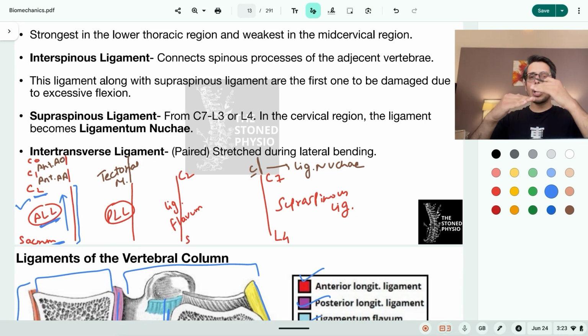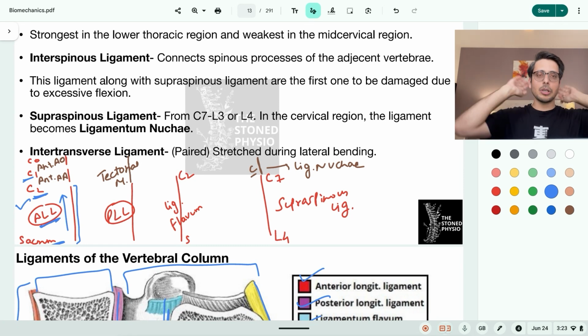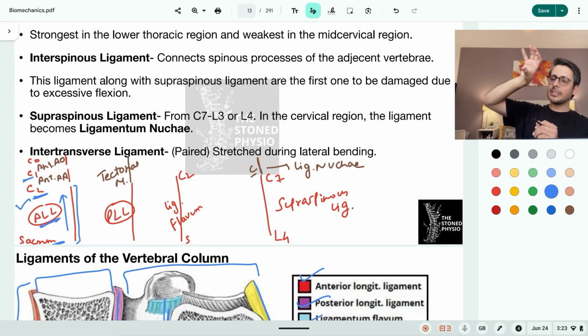But as we go above C2 till C1, we all know that C1 and C2 are called atlas and axis as well. C2 being called the axis and C1 being called the atlas. So these are the nicknames given to these vertebrae. And then of course C0, or the occiput, the lower part of the head. So we have C0, the lower bottom of the head, C1, the atlas, and C2, the axis.